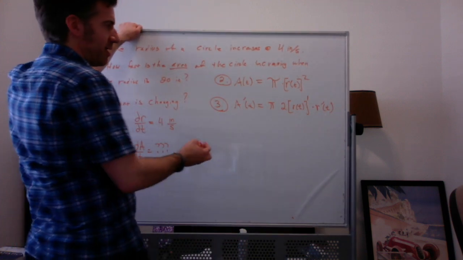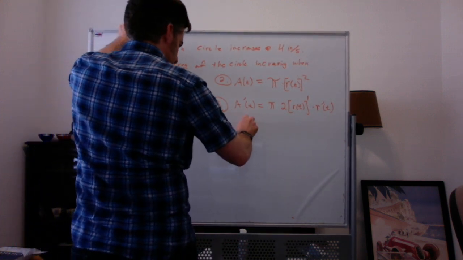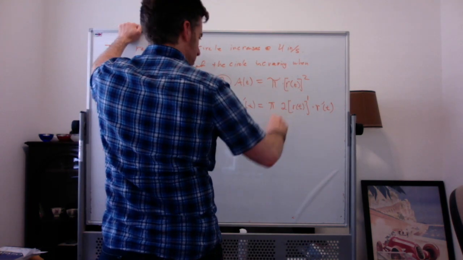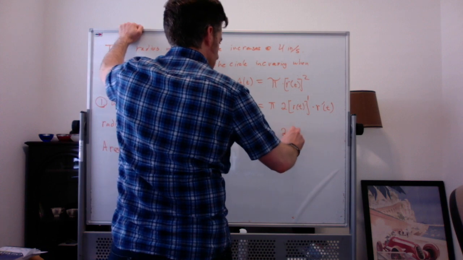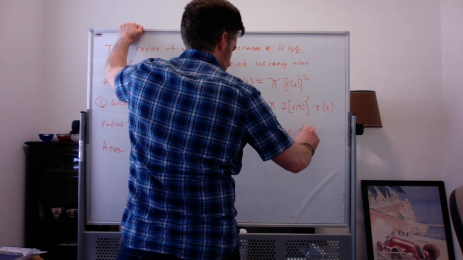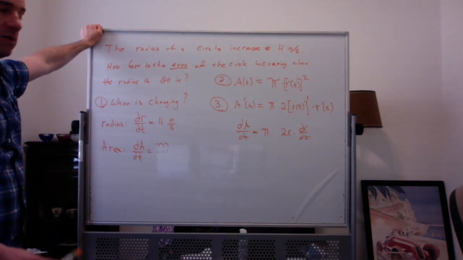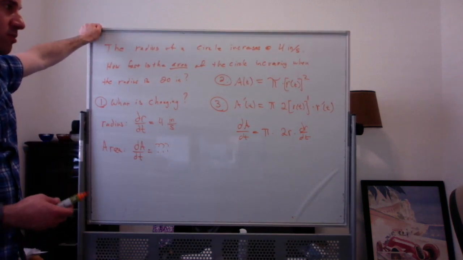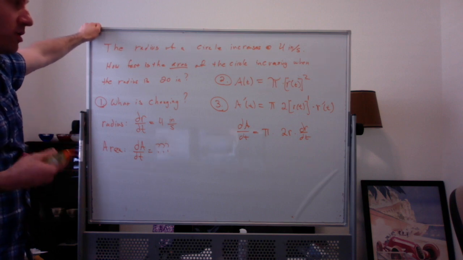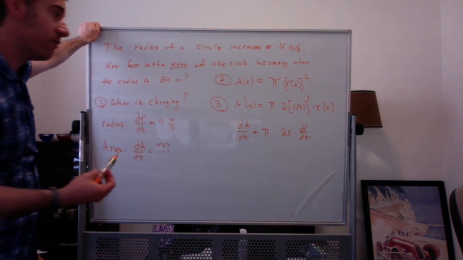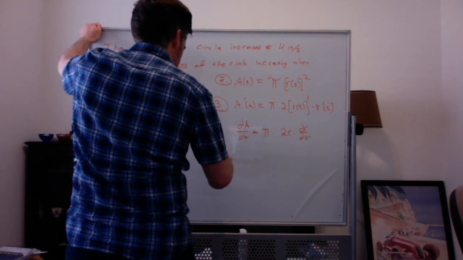And usually we don't write it like this. We usually say A prime of t is dA dt. And the derivative of pi times r squared is pi times 2r times dr dt. So whenever you differentiate some function to a power or whatever, we know that that function is actually a function of time, so we have to use the chain rule, multiplied by its derivative. Then we're going to plug in what we know.